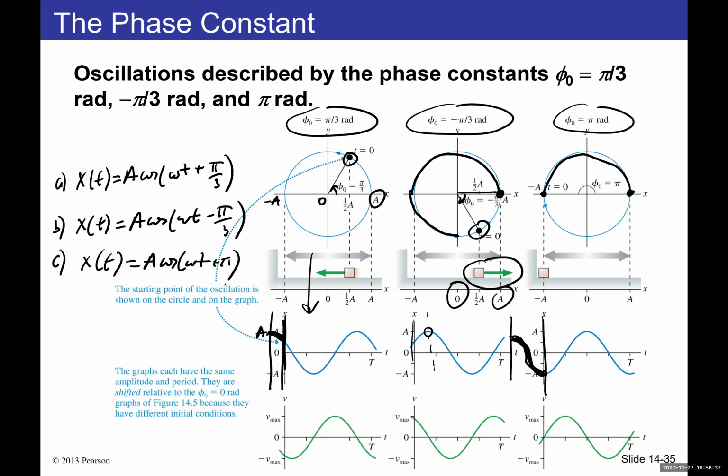So that's why the phase constant represents more or less where exactly your graph started. So when did you start your timer? Where had the object moved with respect to x equals plus A? Is it on its way to the left or on its way to the right? And those determine the direction. Generally, when it's moving to the left, the phase constant is positive. When it's moving to the right, the phase constant is negative.